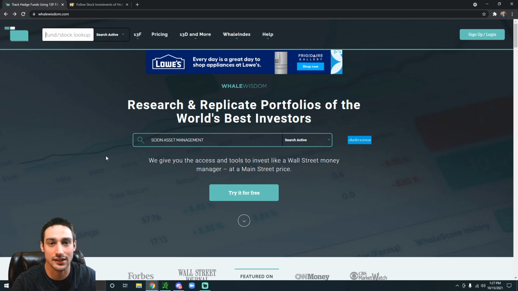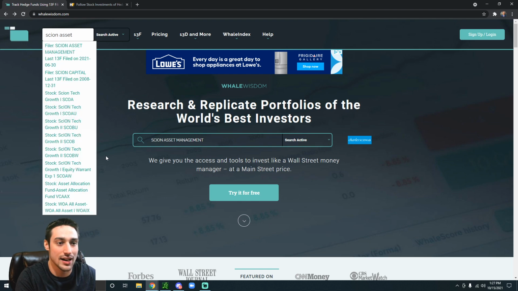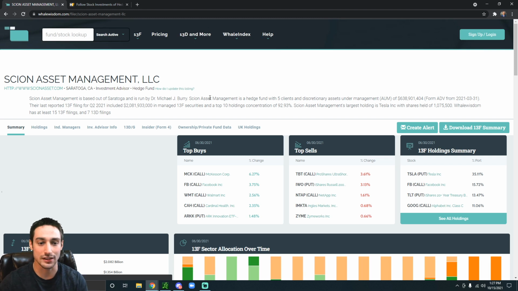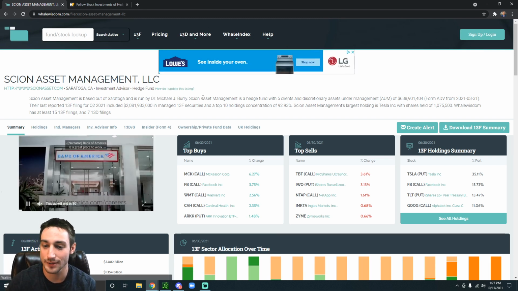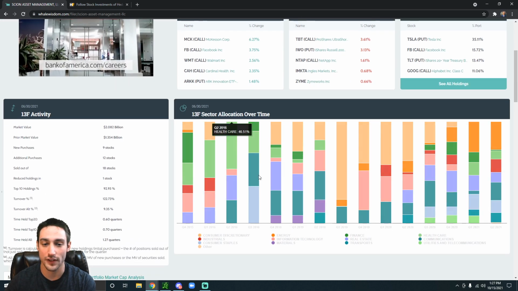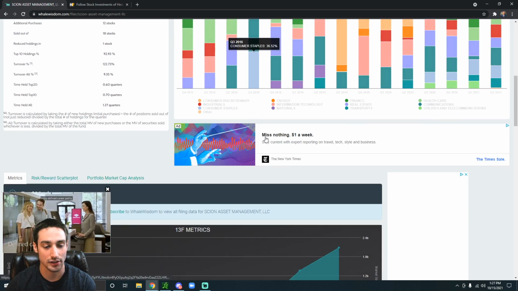His hedge fund is Scion Asset Management. So we type in Scion Asset Management. We can see it pops up right here. So I can just click this. We can see it's run by Michael Burry. We can see all his top buys, top sells, basically all of his positions. We have a ton of data on the screen.